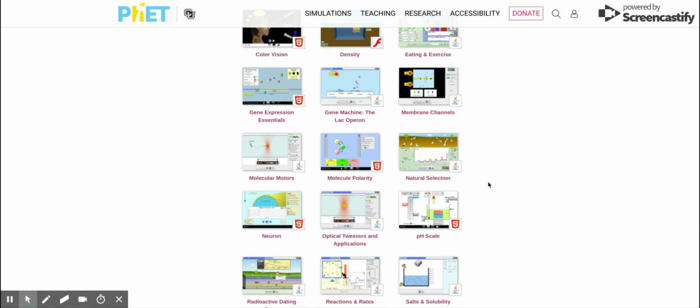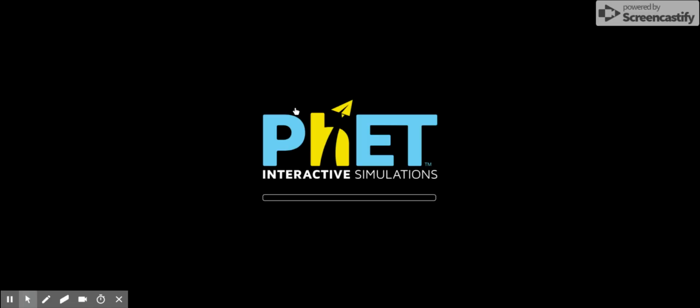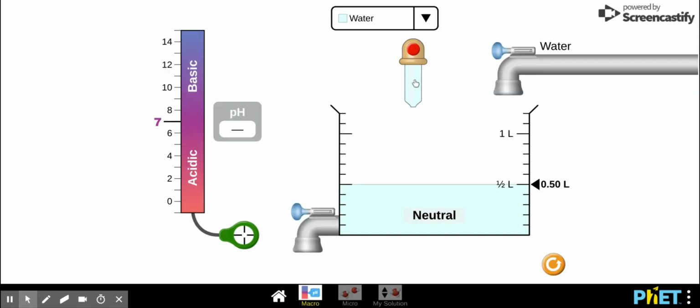My students just learned some basic chemistry, so we're going to do some of these basic chemistry labs. Here is the one on pH scale. pH can be a very abstract concept for many students, so it's really helpful to have a hands-on or at least simulated hands-on experience. We have two options here. We can either do micro or macro. Micro gets us to the level of the atom, and macro is basically what your eyes can see. So we're going to start with macro.